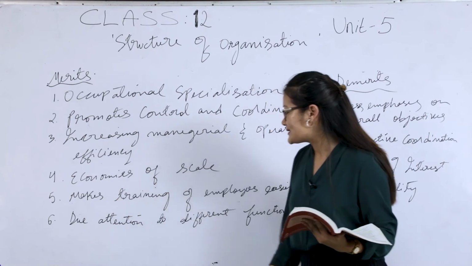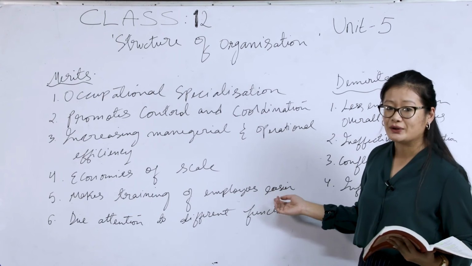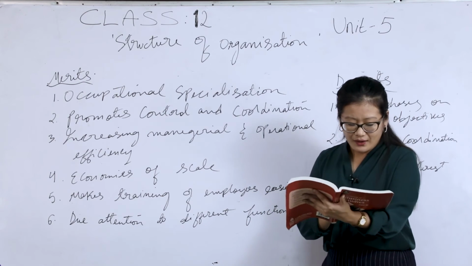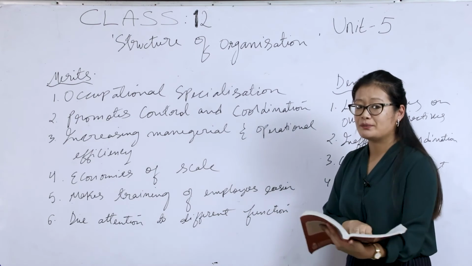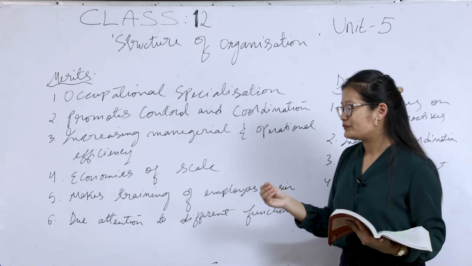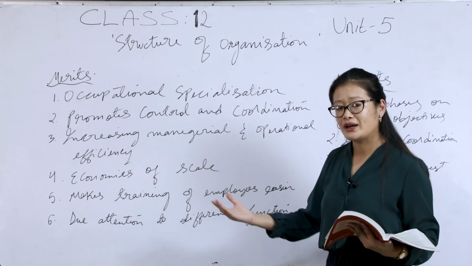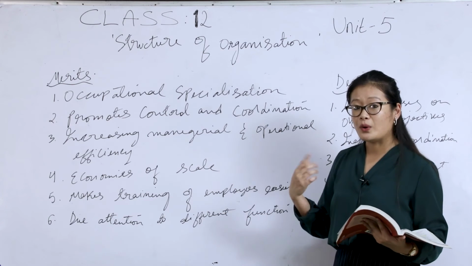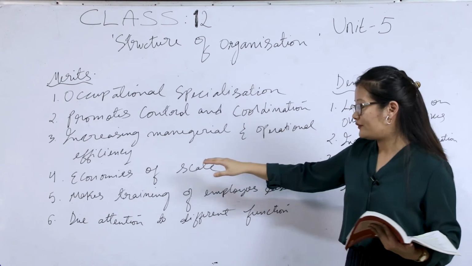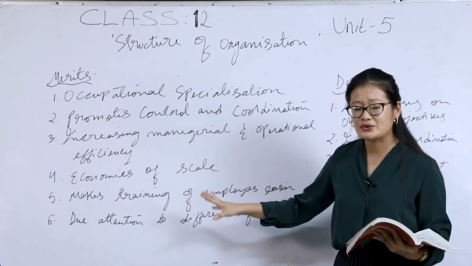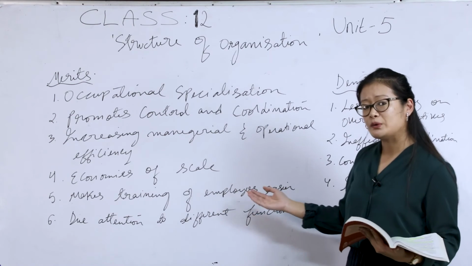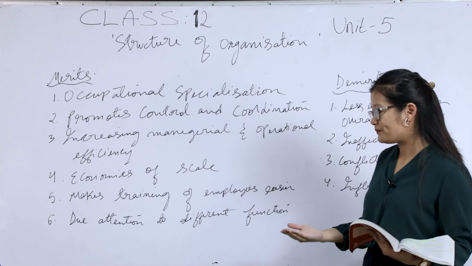Number 5, makes training of employees easier. Here they make the training of the employees easier because the employees under this organization are trained by some experienced trainer only for their department. The ones who are giving training do not go and train other departments. If they are training for one department, they will stick to that department only. So it becomes easy for the employees to be trained.